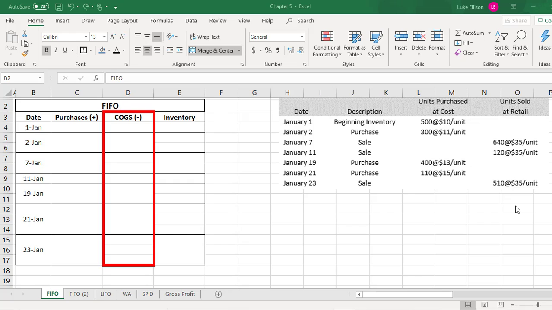The third column is inventory, which is where we will keep track of how much inventory the company has as of the given date. We need to add to the inventory column anytime there is a purchase, and subtract from the inventory column anytime there is a sale.